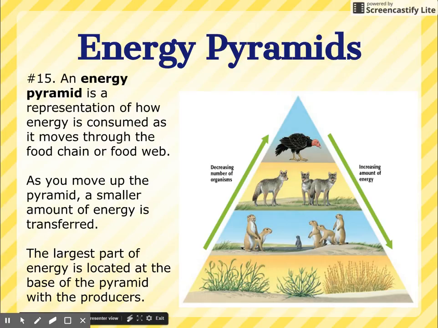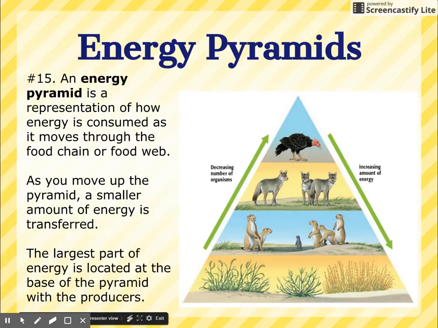And the same thing, they use about 90% of it for things like body heat and moving around and digestion and all kinds of different things. Their metabolism uses up 90% of the energy that they consume. But 10% moves up to the coyote. So you see this pattern of 10% being moved up, 90% being used up and 10% moving up to the next level.